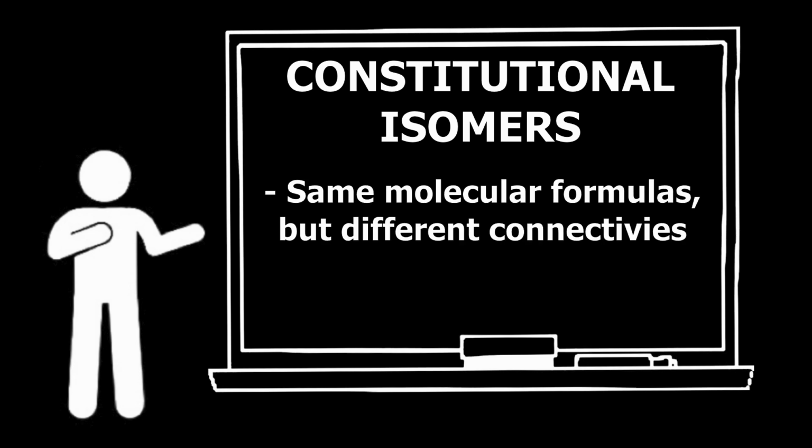Constitutional isomers have the same molecular formulas, but they have different connectivities, which means they have different properties and are completely different from each other. I know it's a lot to take in at once, so just hear me out. For example, let's take a look at ethanol, which is C2H6O. Here we see that all the atoms, aside from the hydrogen, have an octet, which is extremely important in OChem.